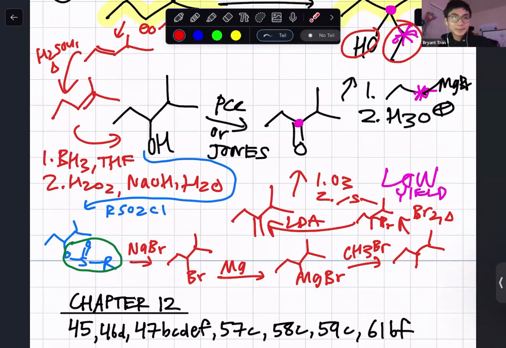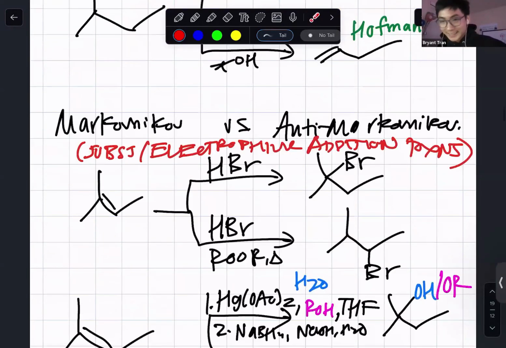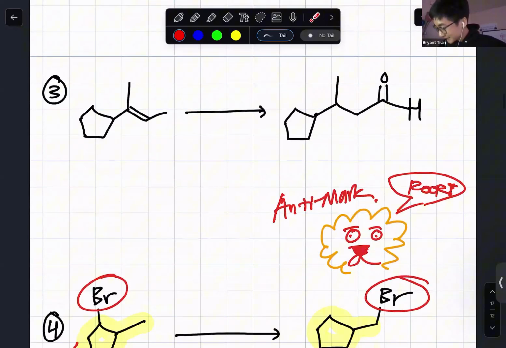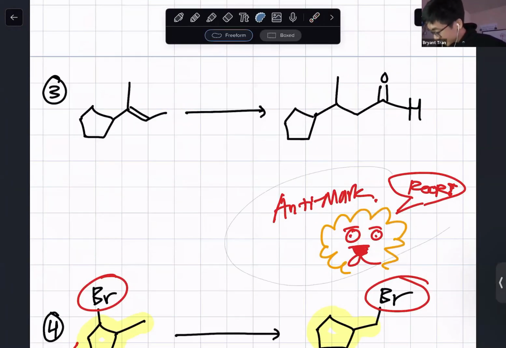Let's see. Do you guys want to end off this session with one more synthesis problem, or are you guys fried right now? You guys are done. Number 3? Okay, let's do number 3. Okay, number 3 right here. Let's move this line out of the way.